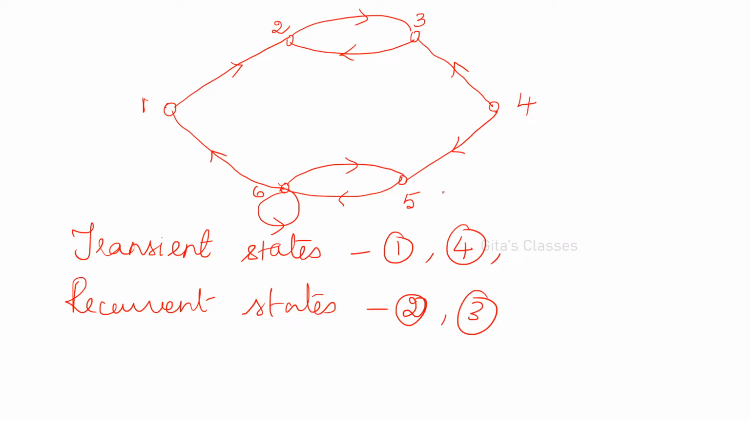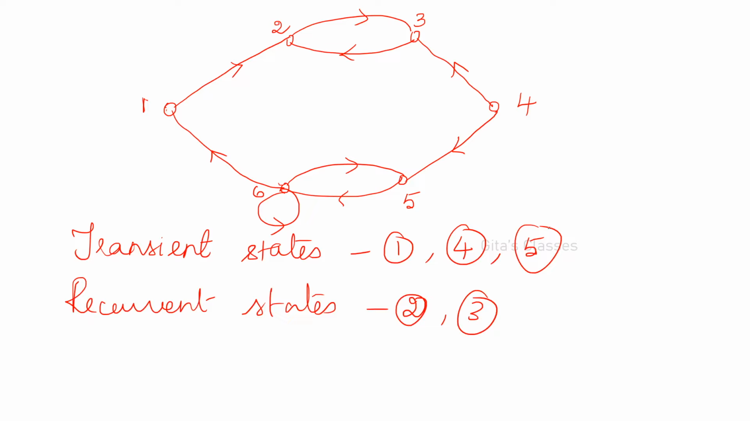What about 5? From 5 you can go to 6, then come back to 5. But if you start from 5 and go to 6, from 6 you need not come back. From 6 you cannot say that it has to come to 5 only. It can go to 1 also, right? So if it exits from 6 to 1, then you cannot come back to 5. Okay. Therefore, 5 is a transient state. If you are definite that you can come back, then only it is a recurrent state.